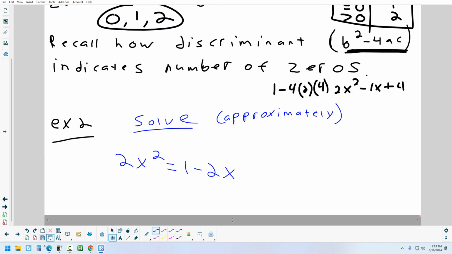All right. So let's look at this one. We're solving, and it says approximately. Approximately means it's okay to write a decimal. If it said solve exactly, then you would have to do the quadratic formula. When you do this on the graphing calculator, it's going to give you a decimal. Decimals are not exact, but I would accept the decimal in this particular problem, just because of the directions.